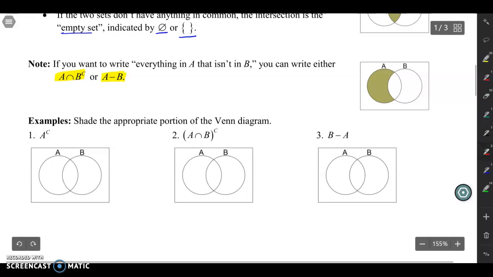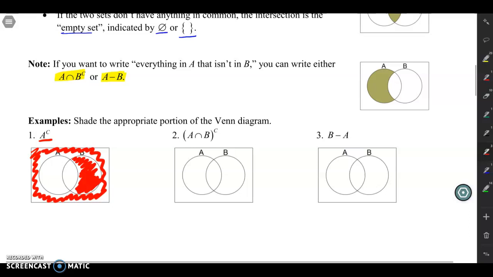Let's go ahead and take a look at shading portions of the Venn diagram to represent very specific situations. So this first thing is A complement. I want to shade everything that is in A complement, which means it's everything that is not part of A, which means it's going to be everything on the outside here, and also everything that's inside of the circle B that doesn't overlap. So what I've shaded represents the area for A complement.